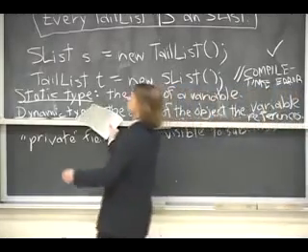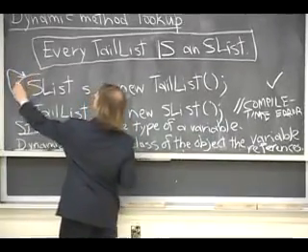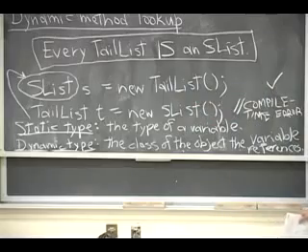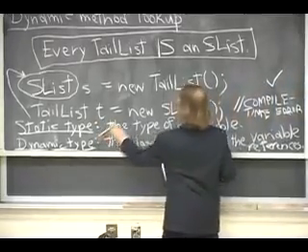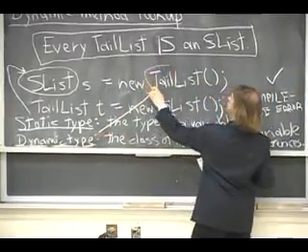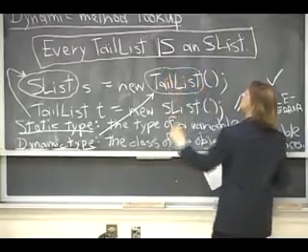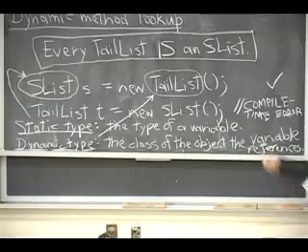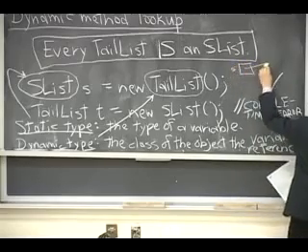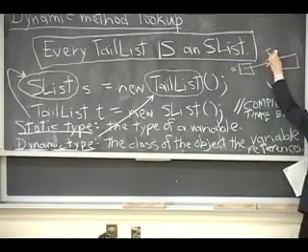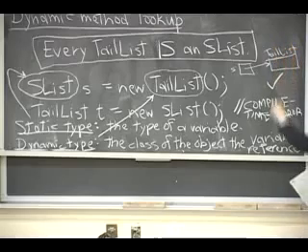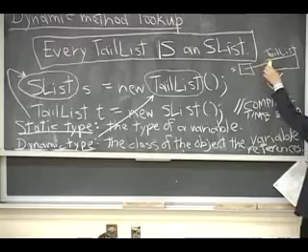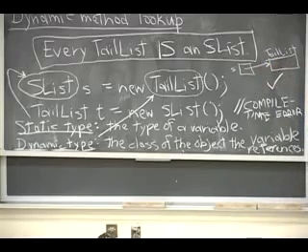So static type means this. The static type of S is slist. Dynamic type is this. After this line executes, the dynamic type of S is tail list because S is pointing at a tail list object. So to figure out the dynamic type of a variable, you actually have to follow the pointer and see what object it's pointing at.